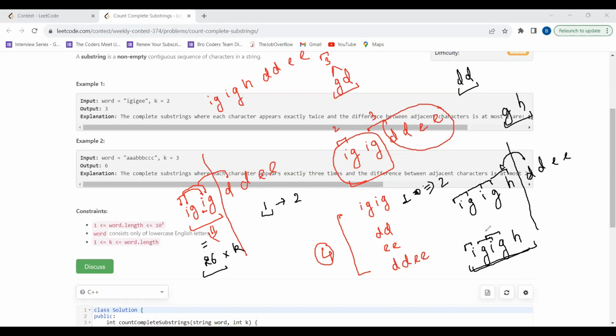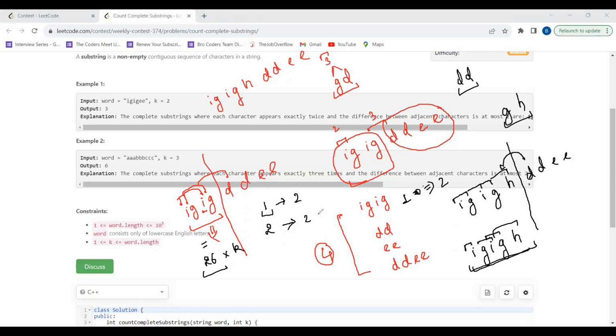Okay, now with G again we have H. No, G is not occurring twice, H is occurring twice. So we don't have any case where one unique character is occurring twice. Clear? Now I'll check for the second case where two unique characters are occurring twice.